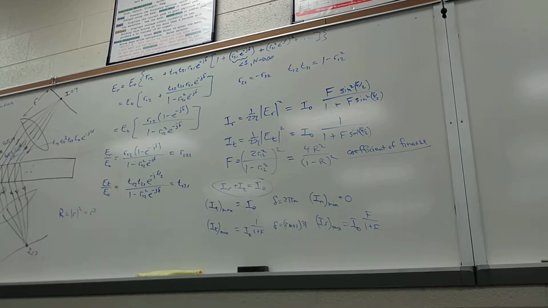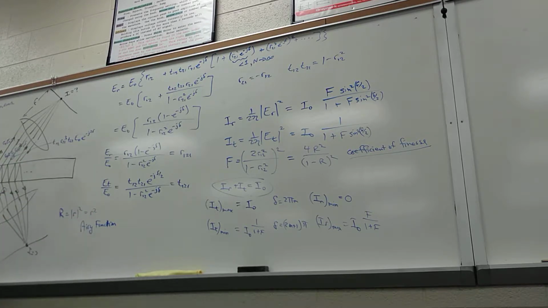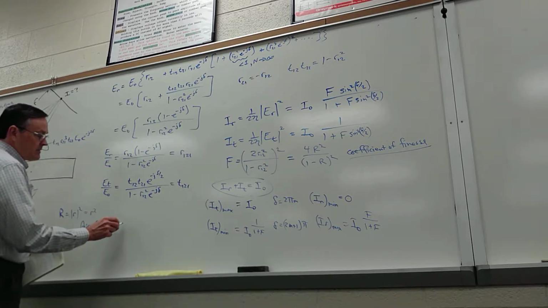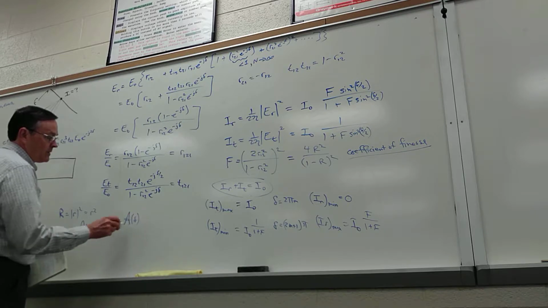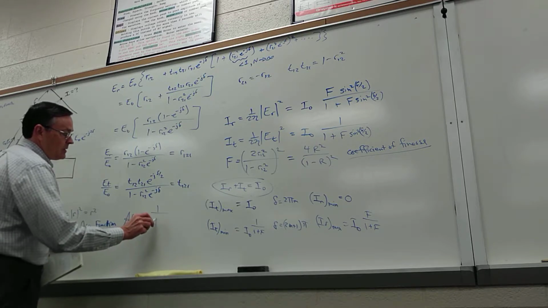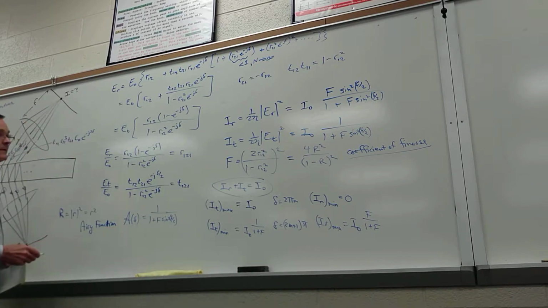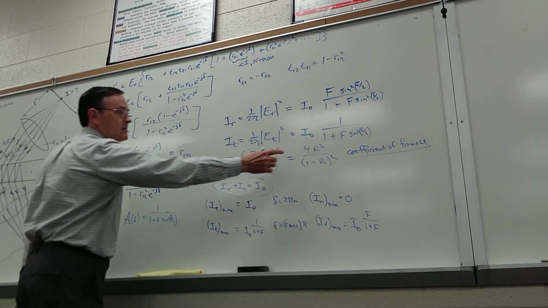So now let's define a few other things. I'm going to define it right here because I need that board space. There's something called the Airy function. Have you heard of an Airy function before? Turns out there are a couple of them in optics, so this is probably not the one you've heard of if you have heard of one before. So the Airy function, we'll give it a script A, is 1 over 1 plus f sine squared delta over 2. And hey, that's just this thing right here.